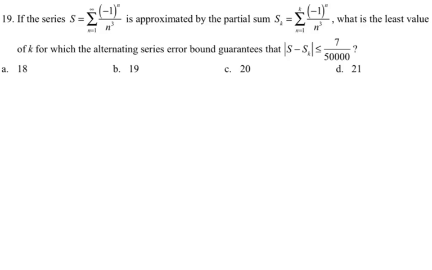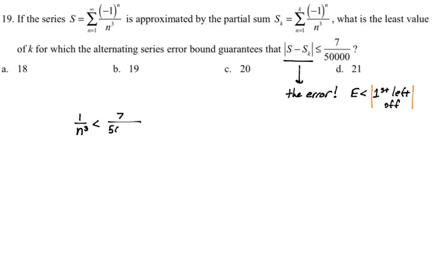So I'm going to consider this a calculator problem because I don't know what I'm doing otherwise. This is essentially a question about the error, right? The difference between the actual sum and the approximation is the error. And I know that the absolute value of the error is less than the absolute value, or magnitude, of the first term left off. There's a lot of ways to say that. All right, so I need to solve, when is this finally true, right?